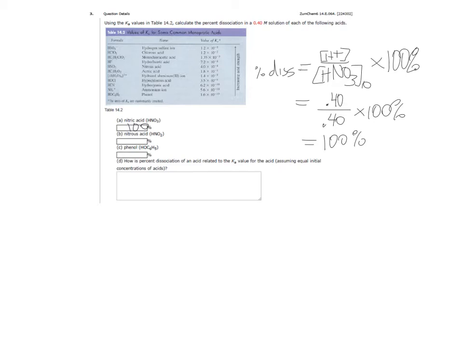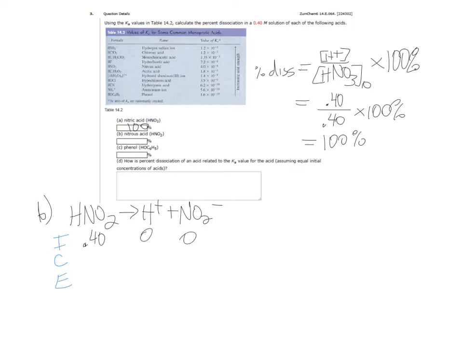For the other 2 parts, part B and C, we have weak acids. We'll have to make an ice table for each of those. Let's start with part B, nitrous acid, HNO2, which is not one of the 7 strong acids. We'll write a good dissociation equation, and we'll make an ice table. The initial concentration of the acid was given as 0.4.